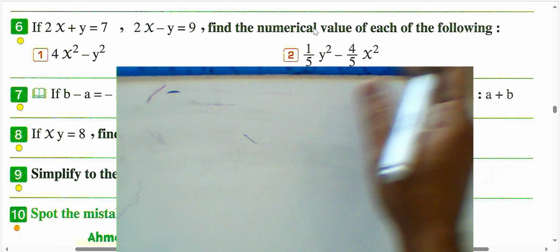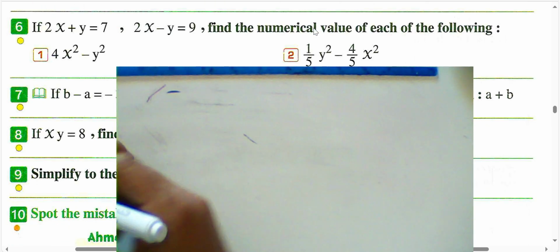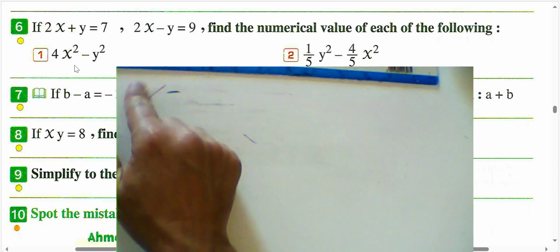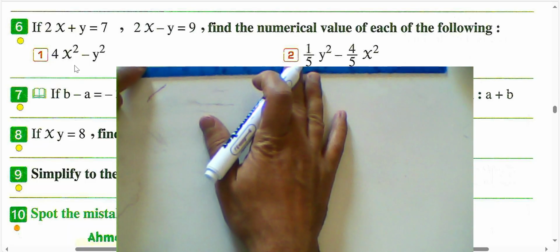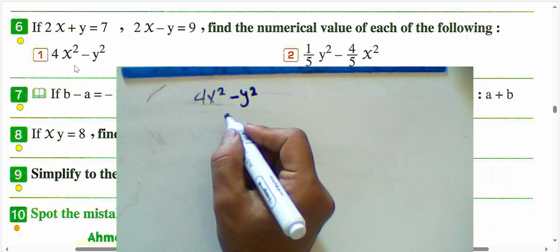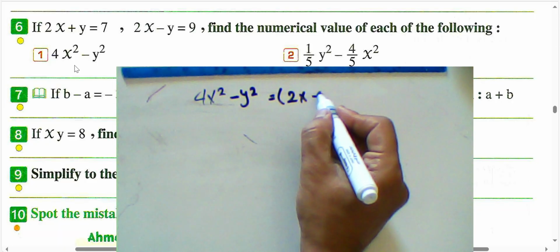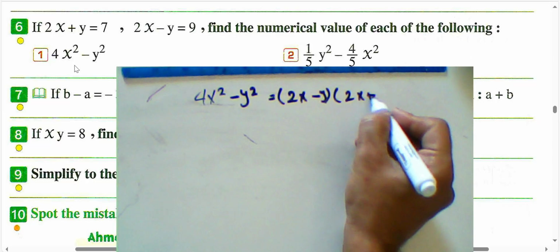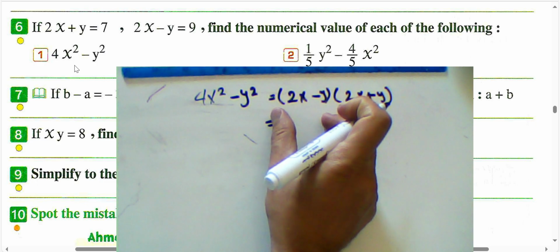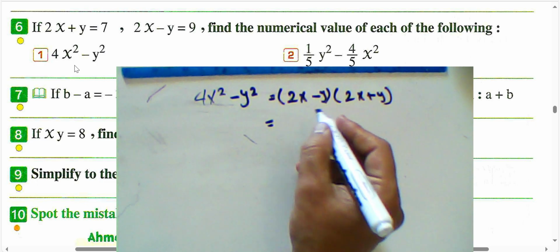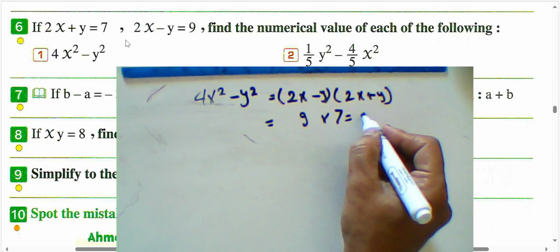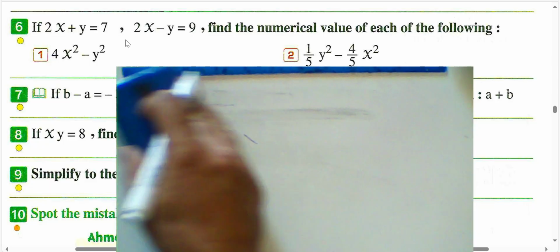Question number 6. We have 2x plus y equals 7 and 2x minus y equals 9. Find the numerical value of this expression: 4x power 2 subtract by y power 2. We can write 2x minus y product by 2x plus y. Okay, the value of this expression 2x minus y equals 9. Look at here, and 2x plus y equals 7. 7 times 9 equals 63. Then the answer will be 63.